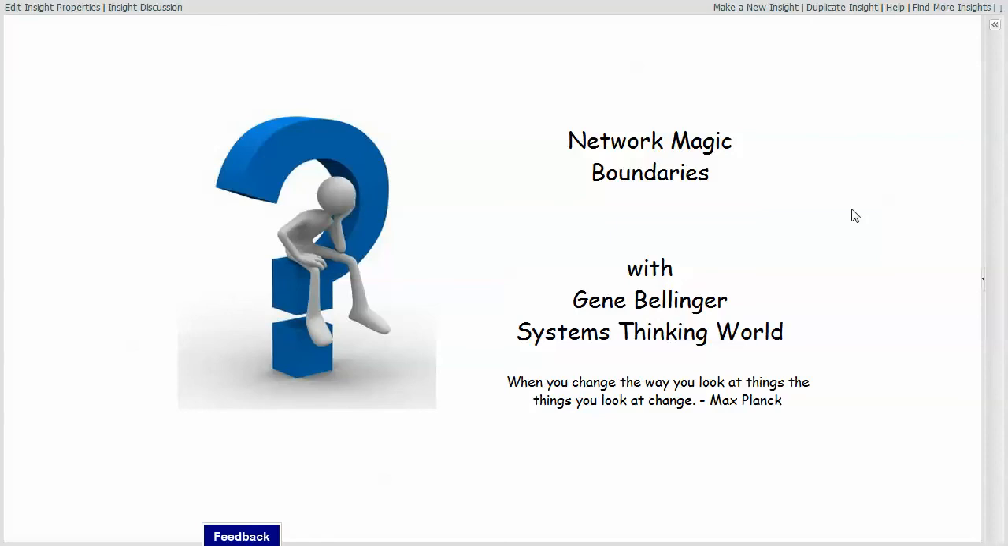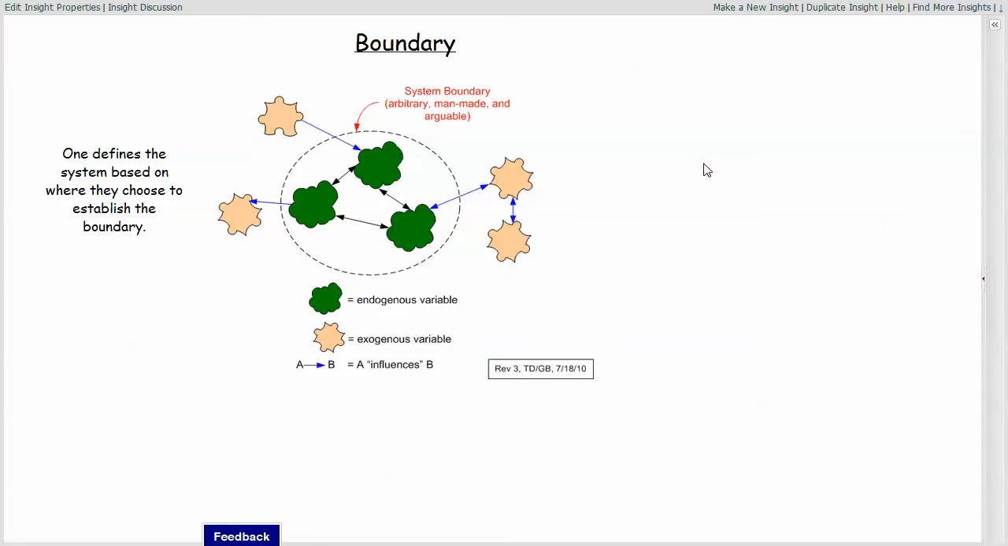I want to speak a little bit about the boundaries for network magic that we should set up. Remember that a boundary is used to delineate a set of interactions to identify what's inside and what's outside of what we call the system. That which is the set of interactions that we consider to be the system is inside the boundary, and what's outside is considered to be the environment. Though what is one person's system may be another person's environment.